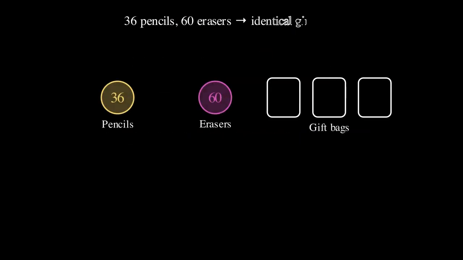A shopkeeper has 36 pencils and 60 erasers. He wants to pack them into identical gift bags so that each bag has the same number of pencils and the same number of erasers, using up every pencil and eraser and using as few bags as possible. How many bags does he need, and what goes in each bag? Using the fewest identical bags means each bag should be as big a group as possible, so we need the largest number that divides both the pencil count and the eraser count evenly. We find that by repeatedly splitting the larger count using the smaller one until nothing is left over.